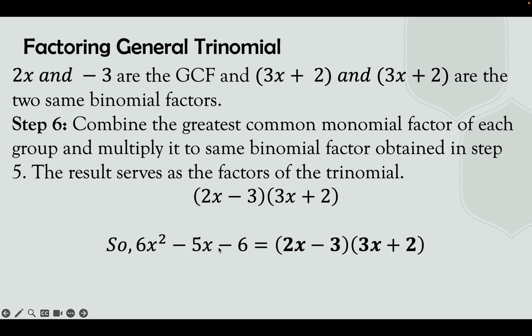Now, how to check this one. If you're going to use the FOIL method for 2x minus 3 times 3x plus 2, you will go back to the result of the trinomial 6x squared minus 5x minus 6. That means your factor is correct, and that is 2x minus 3 and 3x plus 2.